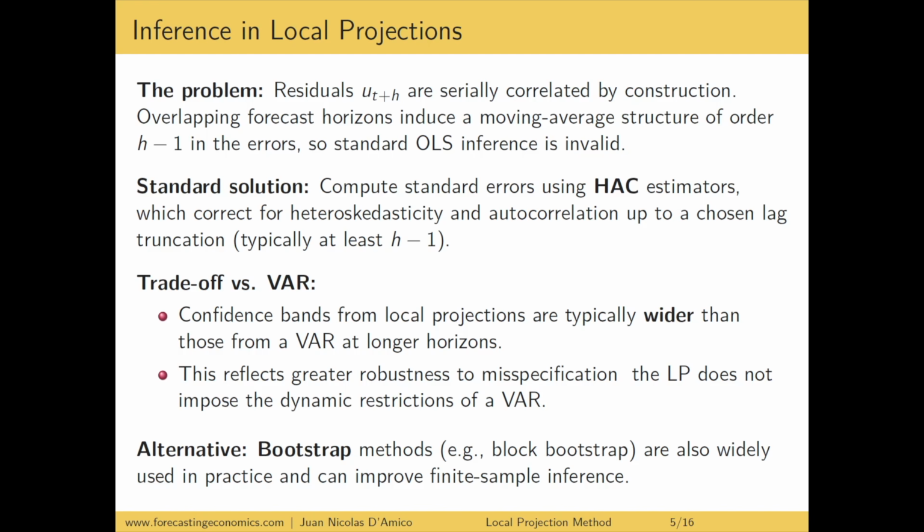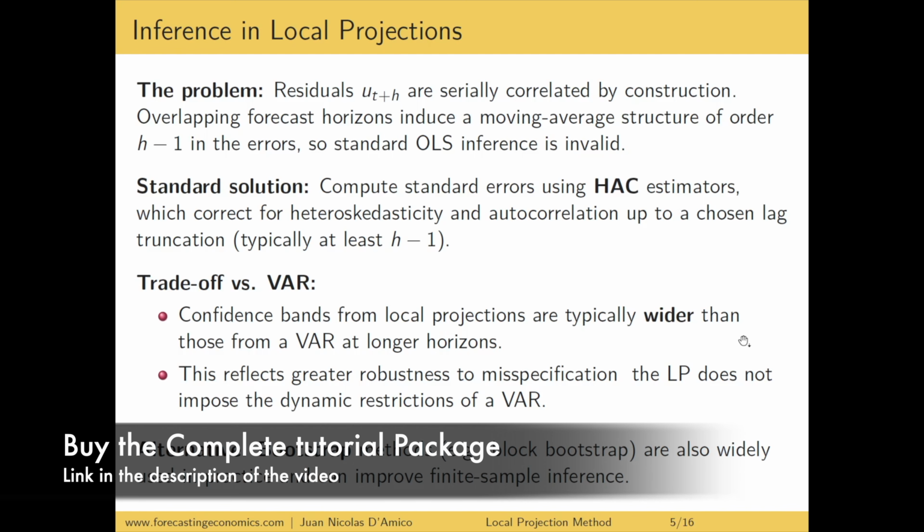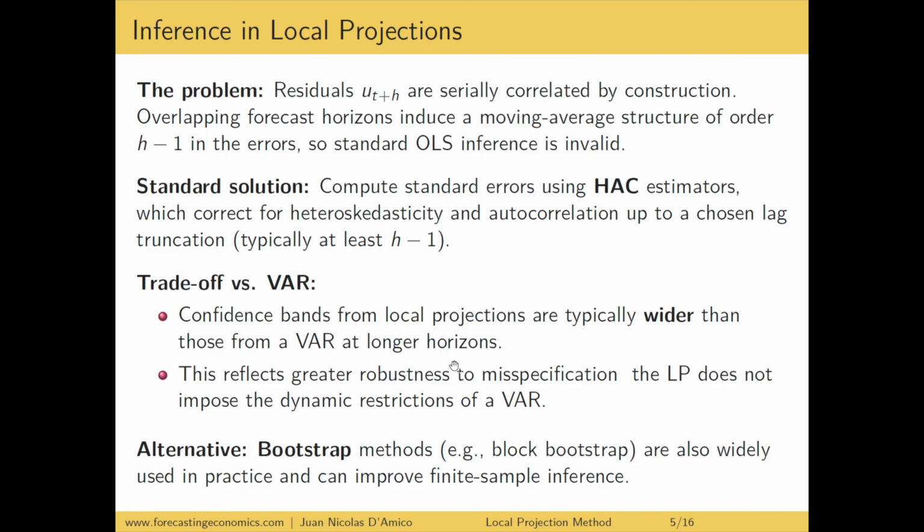There's going to be a trade-off between local projections and vector autoregressive models. That is that the confidence bands from local projections are typically wider than those from a vector autoregressive at longer horizons. I am mentioning this because when you are working with local projections, you're going to notice right away that at longer horizons, the confidence bands are going to start looking wider. This reflects greater robustness to misspecification, as the local projection does not impose the dynamic restrictions of a VAR.